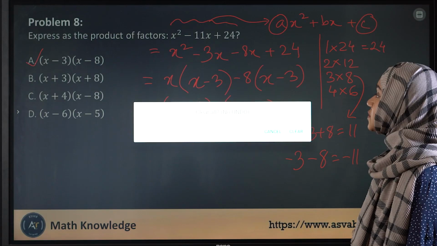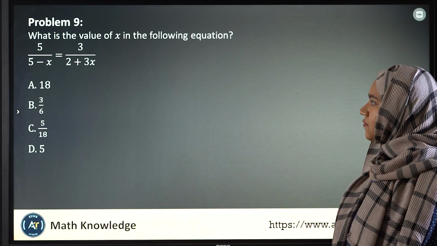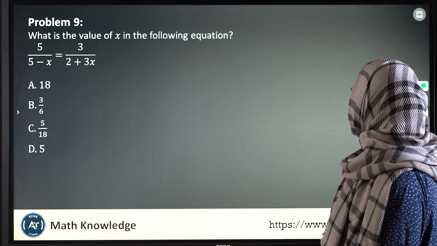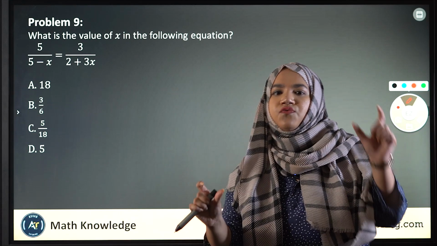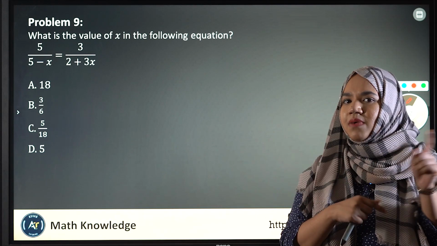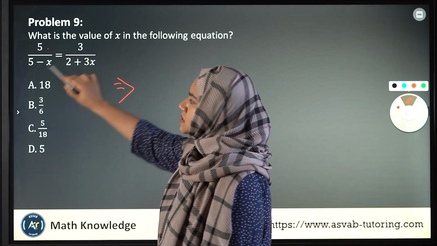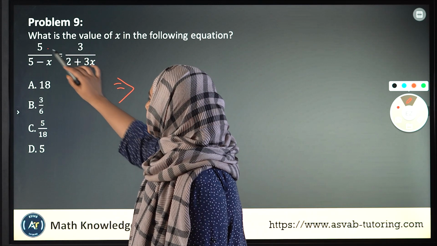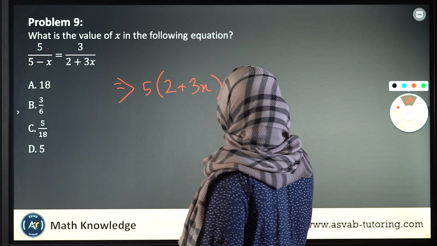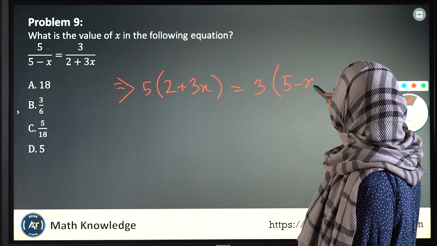As you can see, we have 3 more left. In problem number 9, we have what is the value for x in the following equation. So we have a very simple equation here. To solve this, we need to know that whenever we have two fractions on both ends and we have an equal sign in the middle, what we can do is we can cross multiply, all right? What I mean by that is we can multiply this with this and this with this. That's how it works. So if I multiply this to this, it's going to be 5 times 2 plus 3x. And once again, if I multiply this to this, it's going to be 3 times 5 minus x.